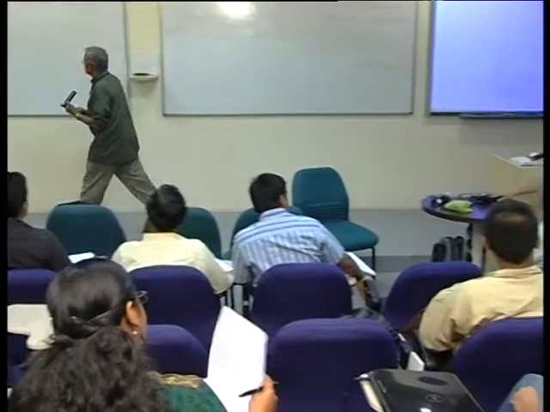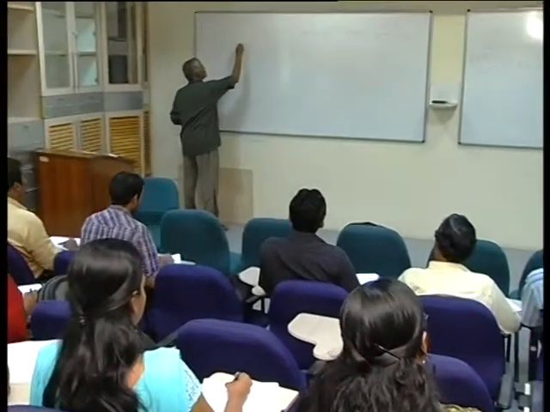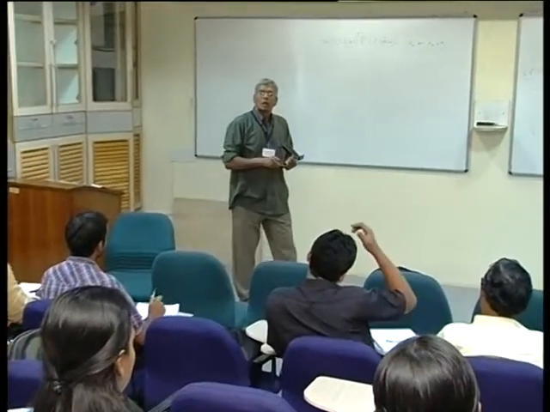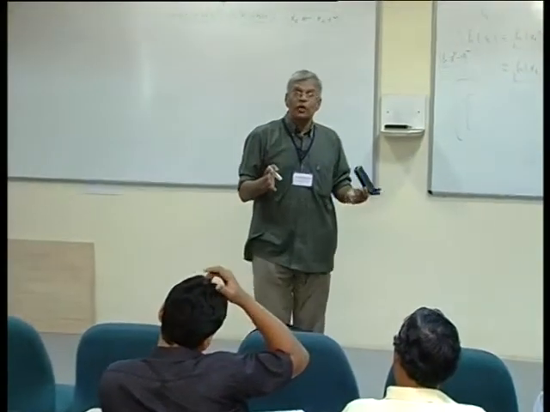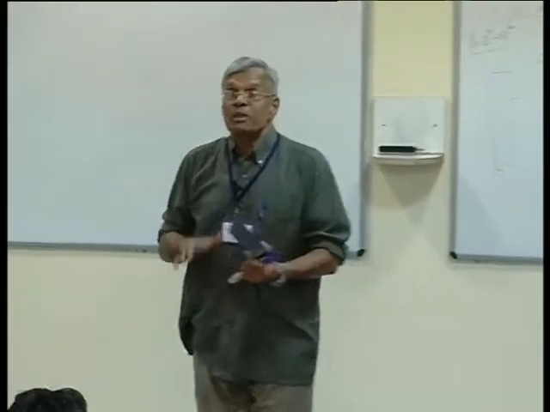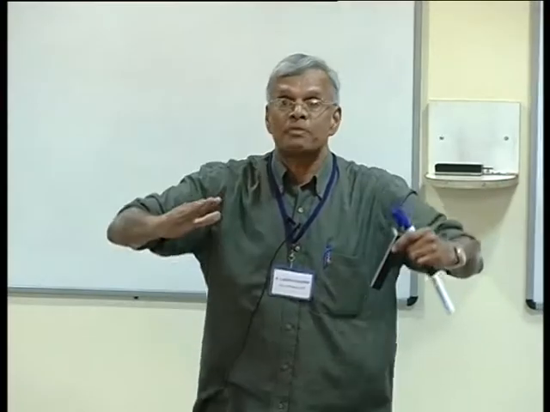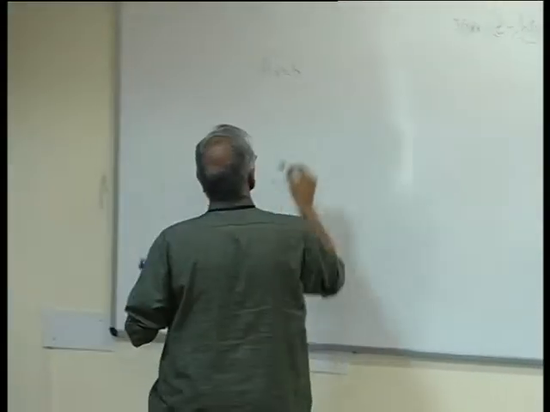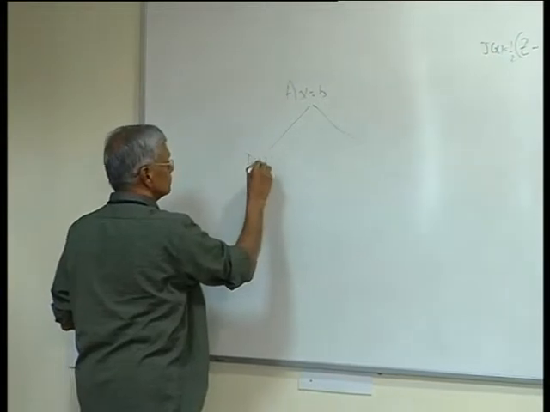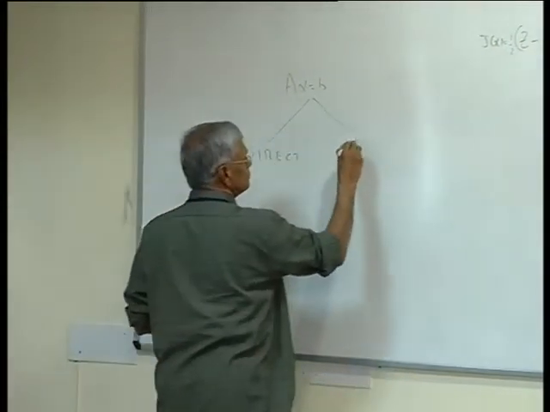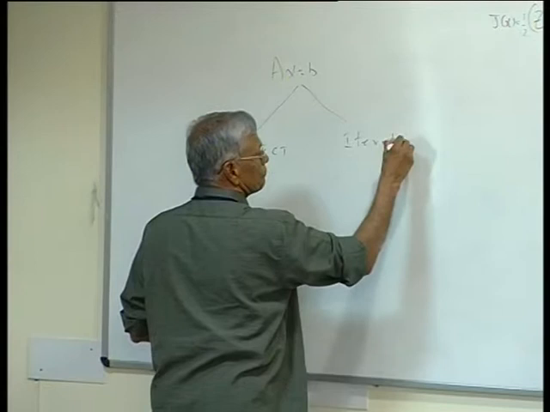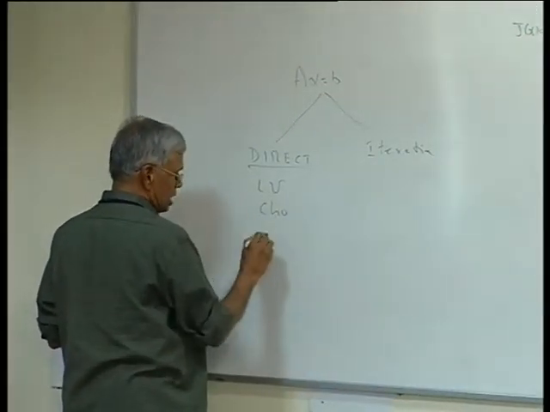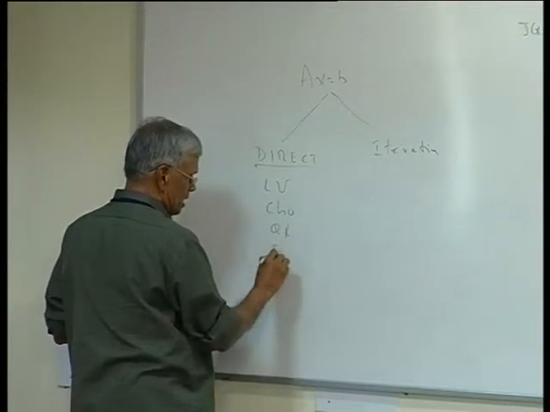Here comes the basic idea. How do you solve Ax equal to b? You can do Cholesky, you can do a QR, you can do an SVD. So methods for solving linear systems are of two types: one is called direct methods, another is called iterative methods. What are direct techniques? LU decomposition, Cholesky decomposition, QR decomposition, SVD.